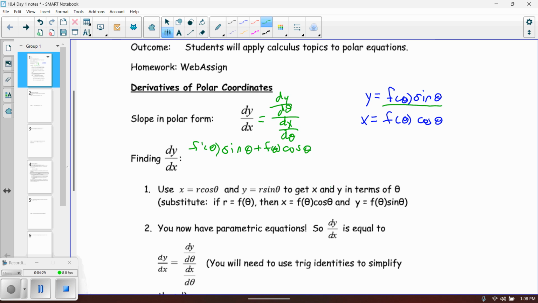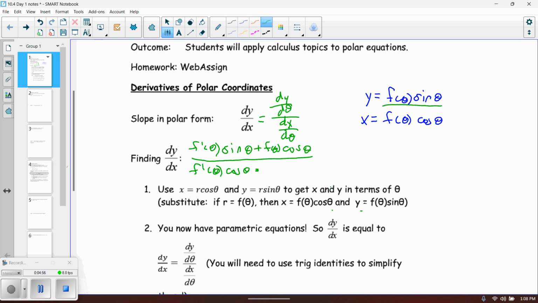Now we have to do dx over d theta, which is going to be the same exact concept. We're just going to deal with the x function. Again, it is a product rule. So the denominator is the derivative of the first function, f prime of theta, times the second function, cosine of theta, plus the derivative of cosine, which is negative sine.